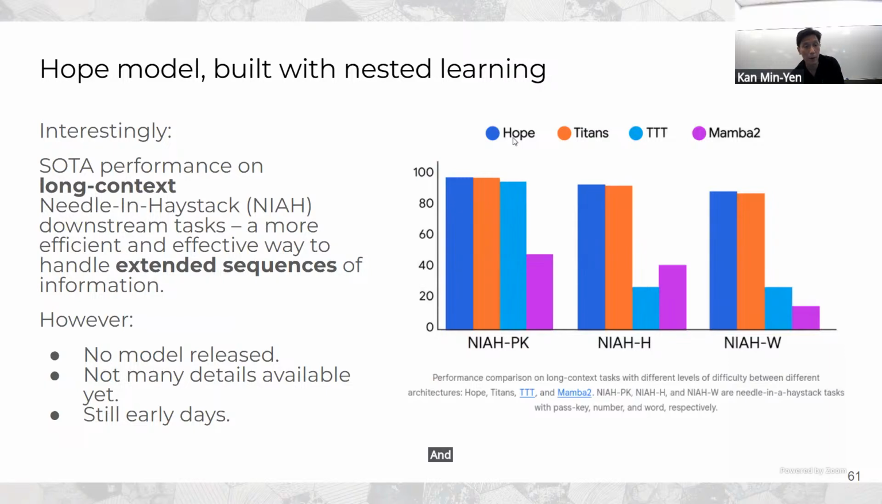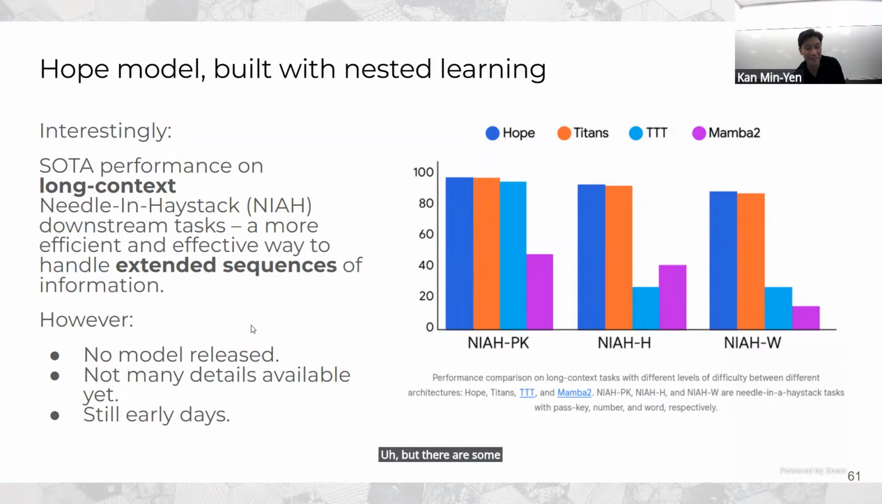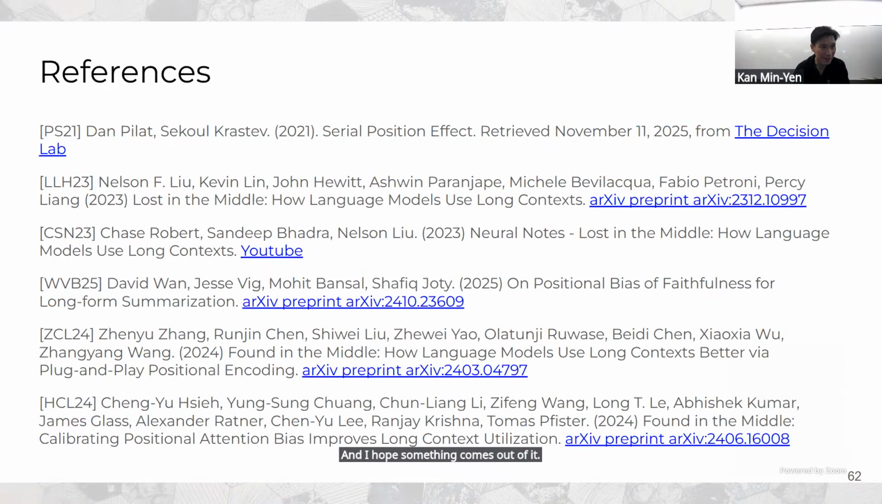And this is how Hope performs. So it does well with long context and extended sequences. But there are some caveats. I saw the paper, no model has been released yet. Not many details available yet. So it's still early days, but it looks promising. And I hope something comes out of it. And that's the end of my presentation.